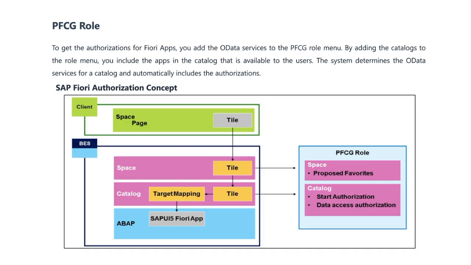So, how do we tie all this together? Through PFCG roles. To grant access, you add the OData services and business catalog to the role menu. This gives the user start authorization for the apps. By adding spaces or groups to the same role, you define the actual layout they see on their homepage. The system then automatically determines the necessary authorization based on the catalogs.